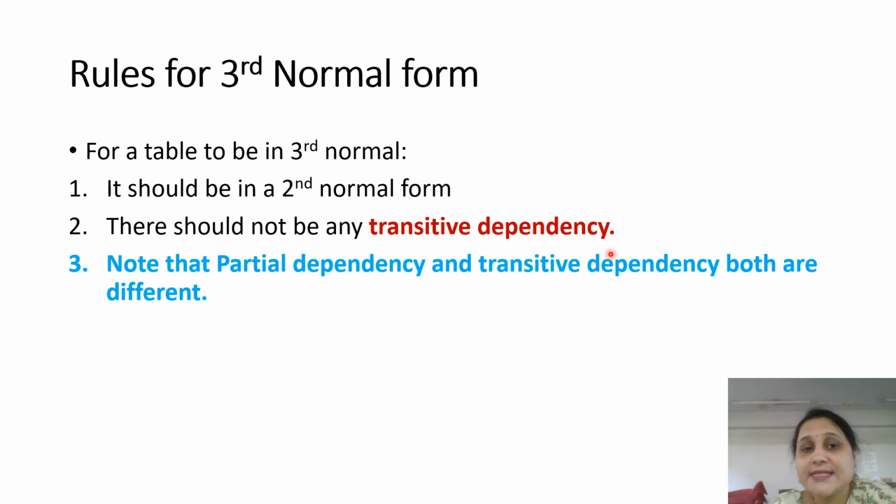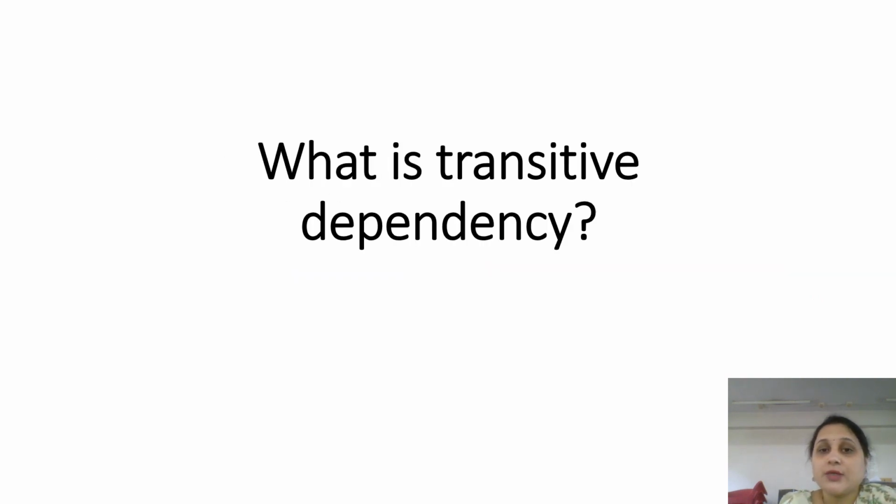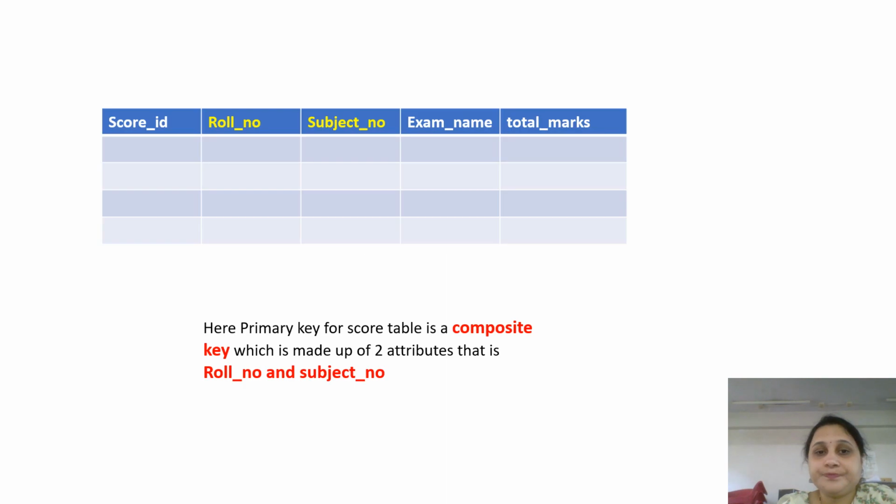Now see, students, in second normal form there was partial dependency. Here it is a transitive dependency. Kindly note that partial dependency and transitive dependency are different. Now we will discuss what we mean by transitive dependency. What is transitive dependency?